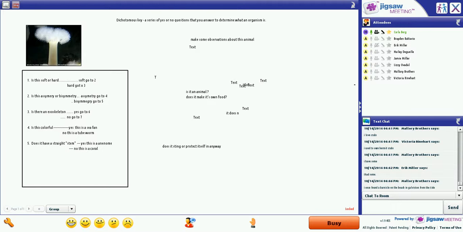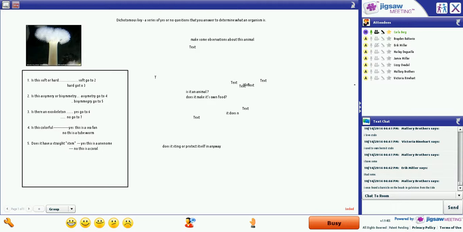Scientists, marine biologists, botanists, all different types of scientists use dichotomous keys all the time to either determine what type of organism they're looking at or to just verify it so they know for sure they are looking at this type of animal. When you are doing a dichotomous key, you answer questions either yes or no. There's only two choices. So for example, question number 1 here is this soft or hard?